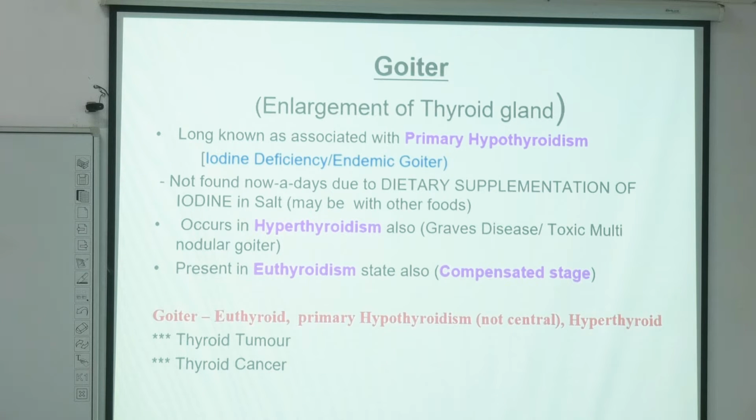They try to take a high amount of sea fish that contains a high amount of iodine, and that worsens the problem. Goiter can occur with hyperthyroidism, and it can occur with euthyroidism also in the compensated state, because the pituitary gland is releasing a high amount of TSH to stimulate the thyroid cells. So thyroid cells undergo hypertrophy and hyperplasia both, and because of this the thyroid gland increases. That's a compensated increase, and the gland remains in the compensated state. Apart from that, there will be an increase in gland size due to thyroid tumor or thyroid cancer.